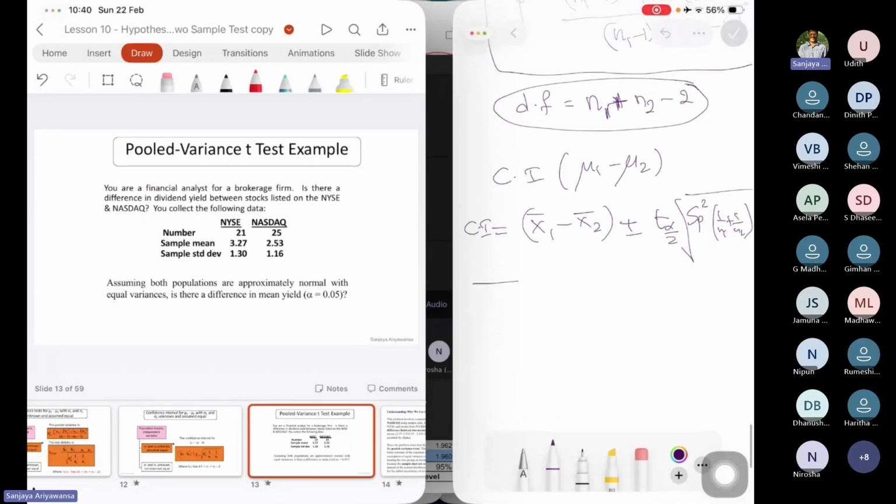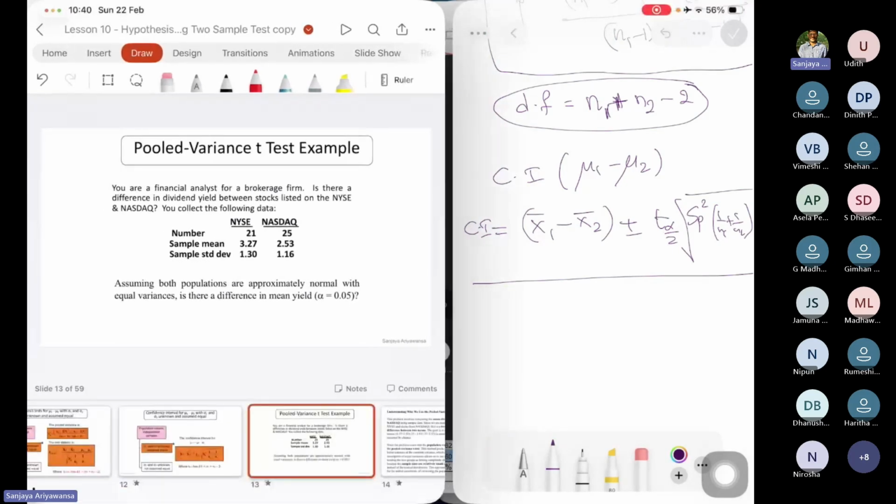Right, let's apply this. Let's look at an example. So we are told that you are a financial analyst.